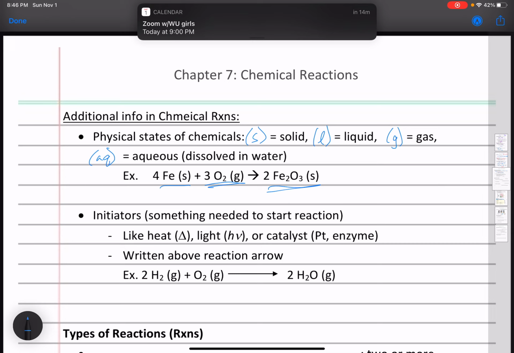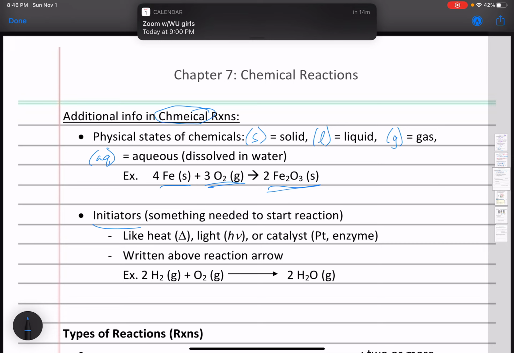In fact, this is the reaction you performed in your hydrogen peroxide and steel wool lab. Another thing that you might see in a chemical reaction, wow, I really spelled that wrong there. You can change that. Are initiators. So initiators are things that are needed to start a reaction. A lot of times reactions need heat to get going, or they might need energy from light, or they may need a catalyst that helps the reaction proceed faster.